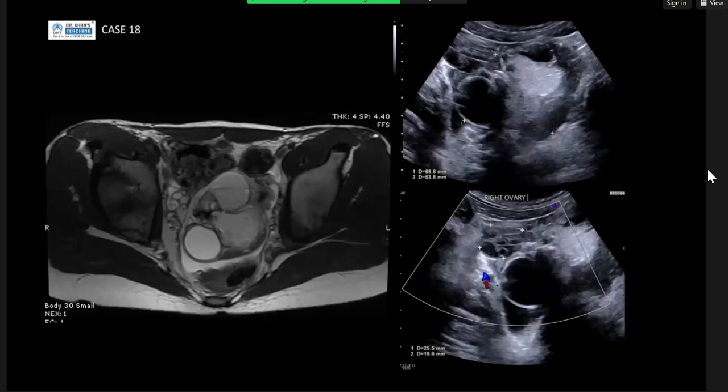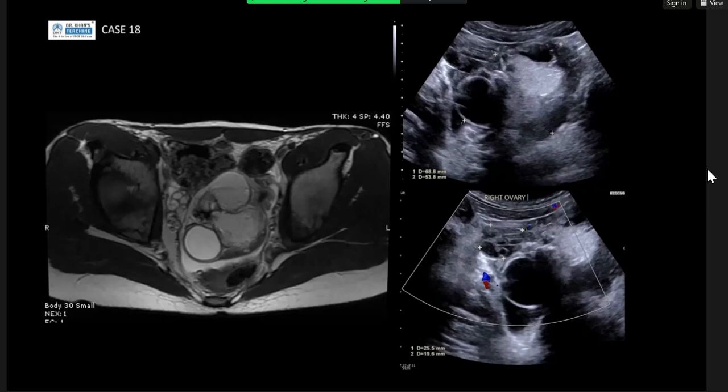I've been provided with the T2 MR axial section and ultrasound of the pelvis, showing an ill-defined T2 hyperintense lesion involving the left ovary, because I could see the follicles in the right ovary separately. I could not visualize the left ovary here. And the lesion in the ultrasound is showing hyperechoic foci and also a cystic component.